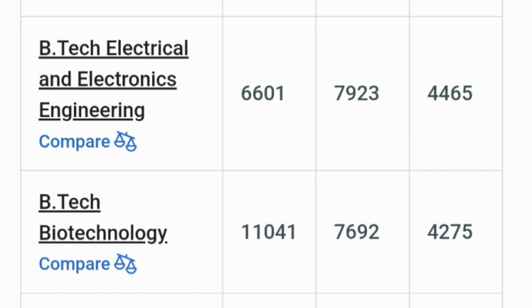Now the next branch, BTech Biotechnology, where the cutoff is increasing very heavily. From 4000 ranks to 7700, and from 7700 it increased to 11000 rank in 2023. So that is good news. If somebody is interested to do biotechnology, this is the option.